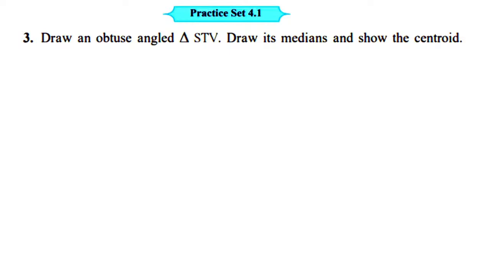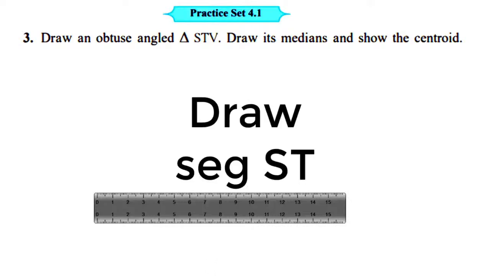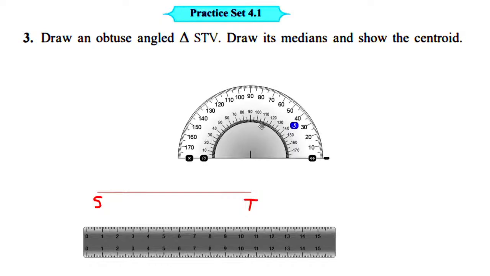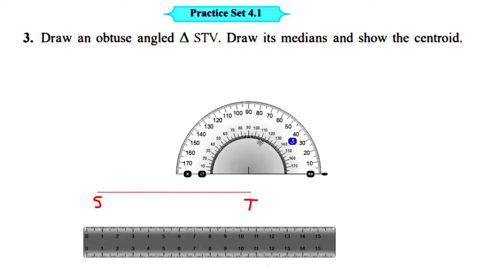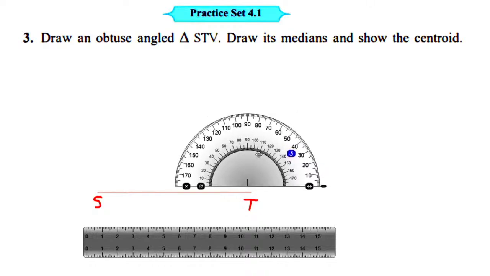We first draw the obtuse angle triangle. Let us draw triangle STU. Let the measure of angle T be 120 degrees. In triangle STU, segment ST is the base. Let us draw segment ST with sufficient length. Name the segment. Here, the measure of angle T is 120 degrees. With the help of a protractor, draw the angle of measure 120 degrees at T.